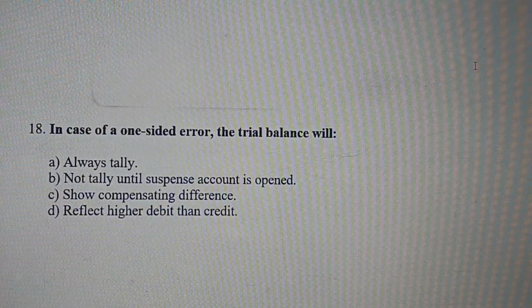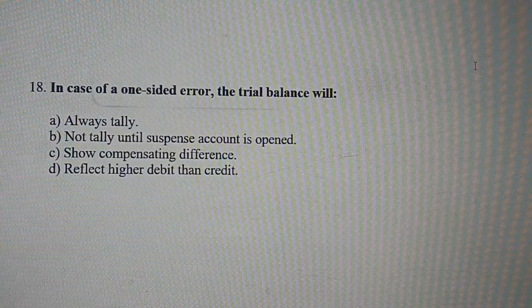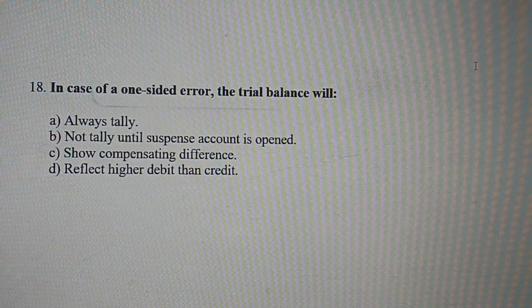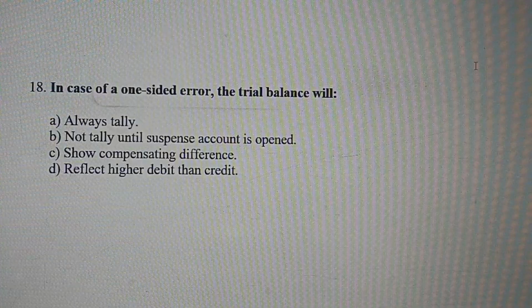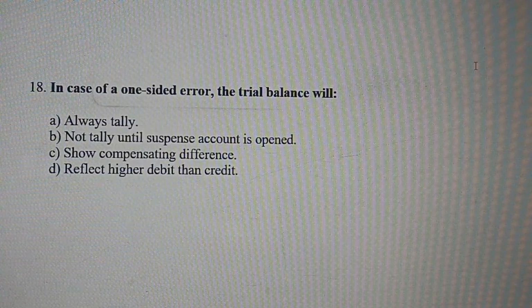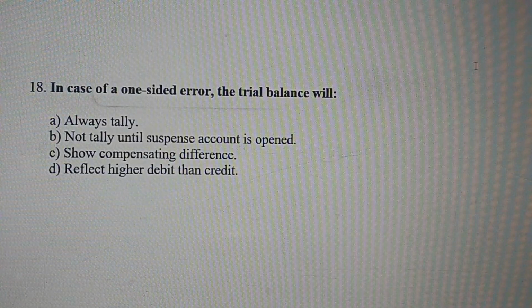Next question. In case of one-sided error, the trial balance will always tally, not tally until suspense account is opened, show compensating difference, reflect higher debit than credit.